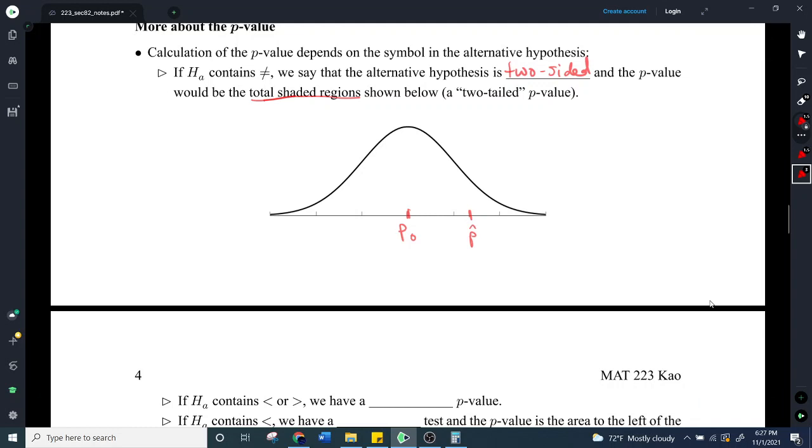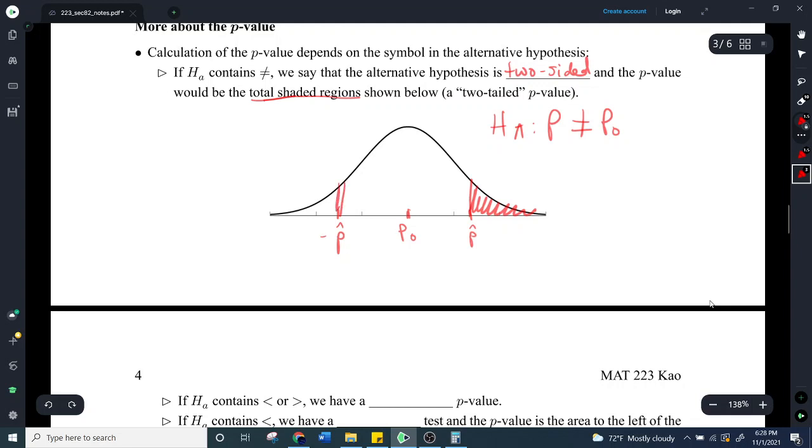If it's a two-tailed test, so if H sub a looks like this, p does not equal p naught, whatever that number is, that means I would have something over here, and then I would also have something over here. And I'm using p, but I could also use z-scores. If we were using z-scores, we'd have a 0 here, and then a positive z-score here and a negative z-score here. So when you have a two-tailed test, your p-value that gets computed by StatCrunch is going to be the sum of this tail plus this tail, okay?